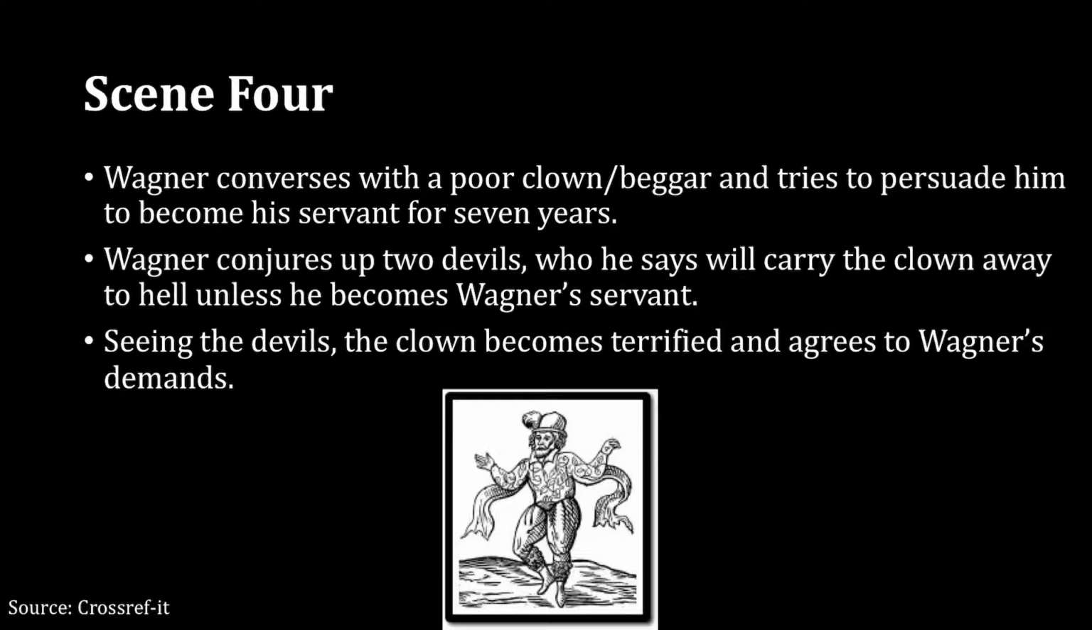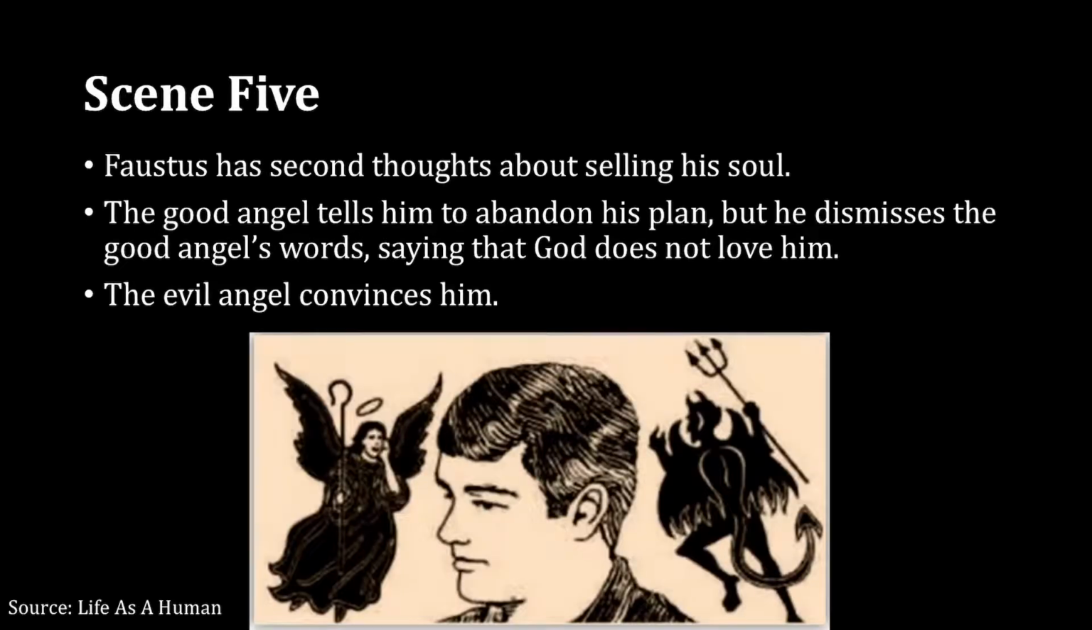This is a pivotal moment, and in scene 4, we find Wagner conversing with a poor clown or beggar, and he decides to persuade him to become his servant for 7 years, so there's a little bit of mirroring in their journeys. Wagner conjures up 2 devils who he says will carry the clown away to hell unless he becomes Wagner's servant. Seeing the devils, the clown becomes terrified and agrees to Wagner's demands.